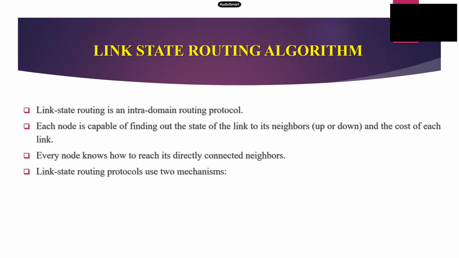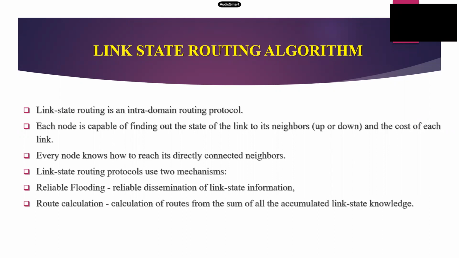It has two mechanisms. One is reliable flooding, another one is route calculation. So reliable flooding means what? The reliable dissemination of link state information. Route calculation is the calculation of routes from the sum of all the accumulated link state knowledge.